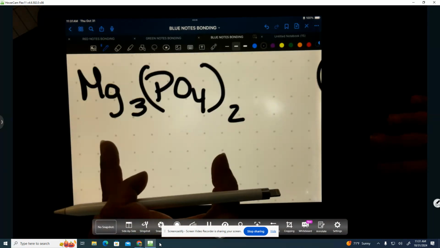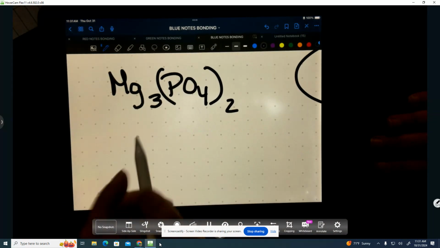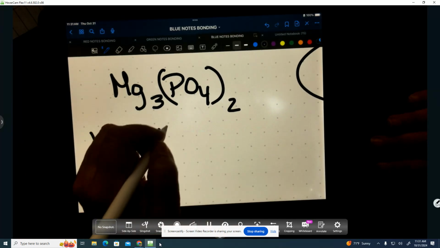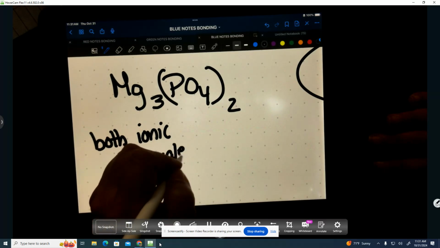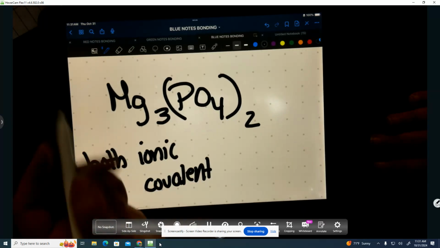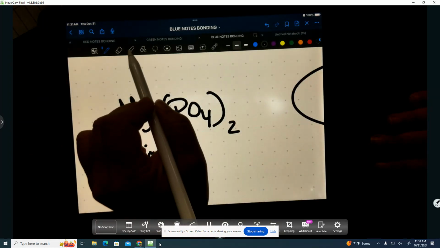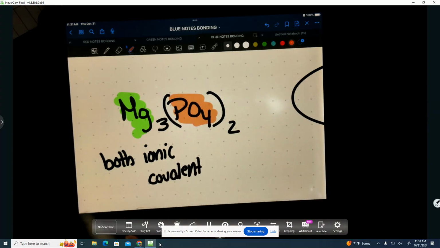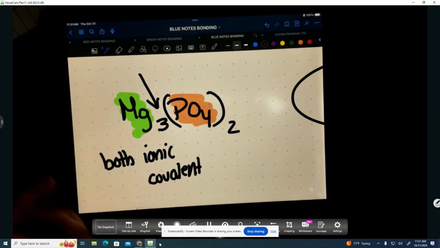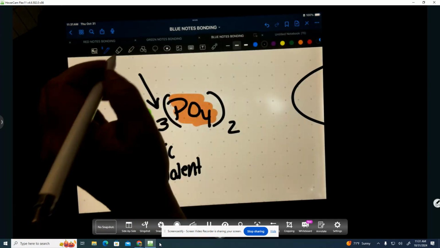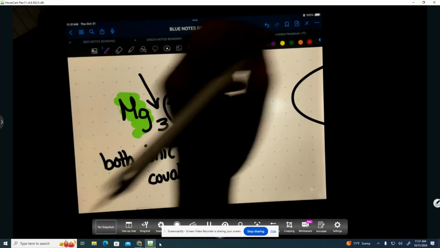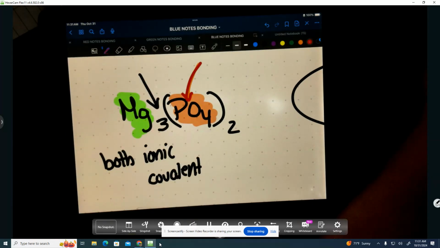If you go back to this magnesium phosphate for a second, the magnesium phosphate contains both ionic and covalent bonds. Let's talk about where they are. The ionic bond is going to be between the cation, let's highlight the cation again, that's the positive, and the anion, which is the negative. So there is an ionic bond right here between the magnesium and the phosphate. The covalent bond is going to be between the phosphorus and the oxygen.